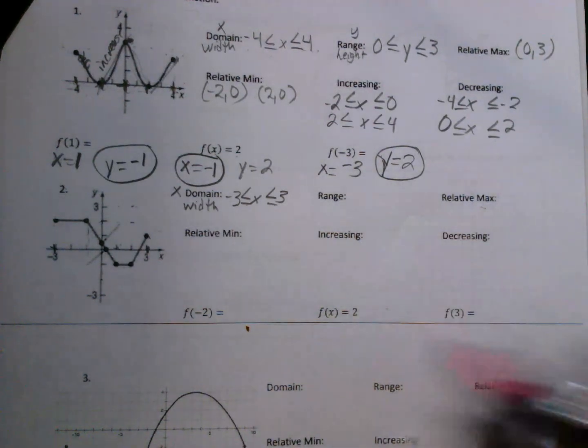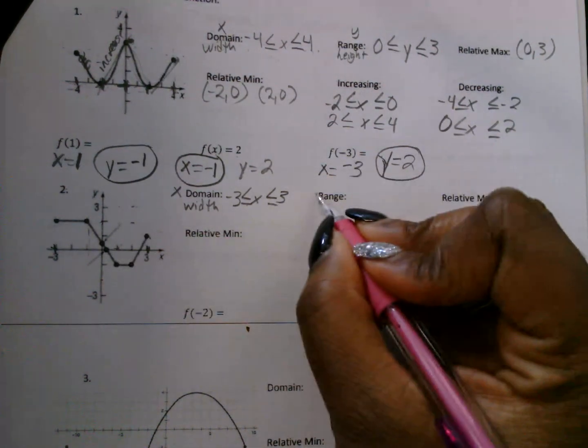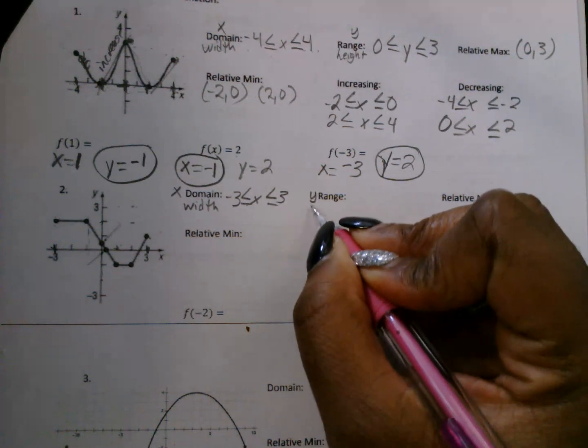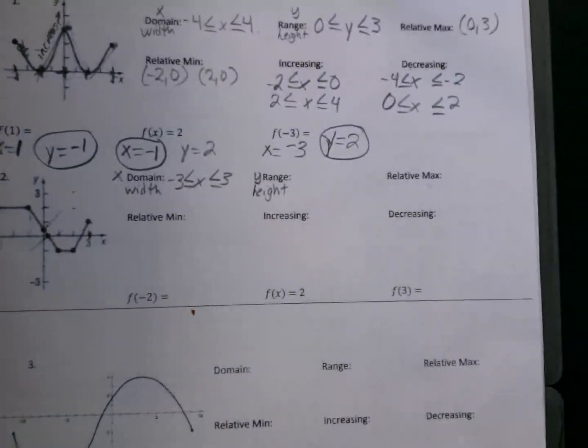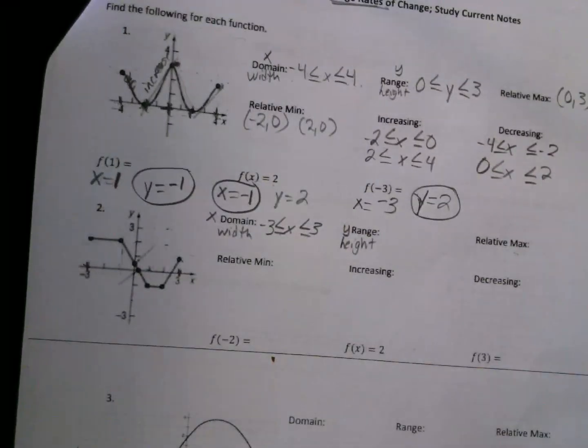Let's do range. Remember, range is talking about the y, but it's talking about the height. All your possible y values or the height of the graph. Remember, start from the floor to the top, lowest number all the way to the highest number. Pause for the calls.